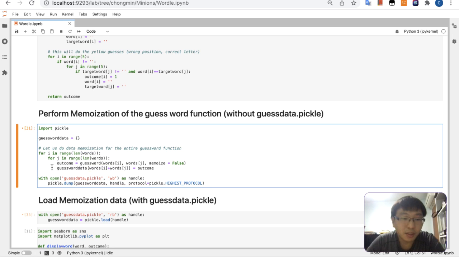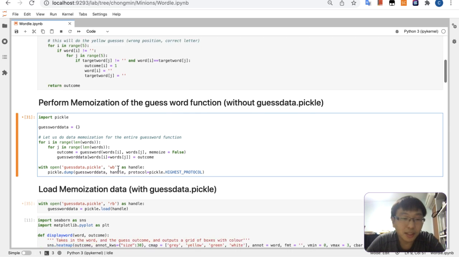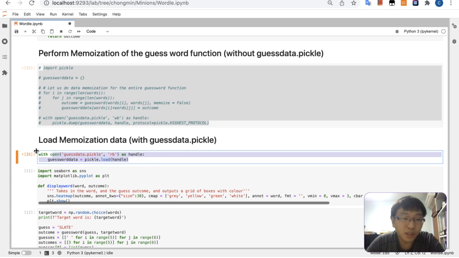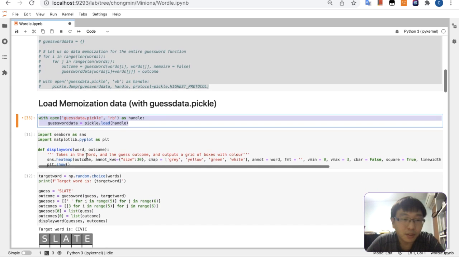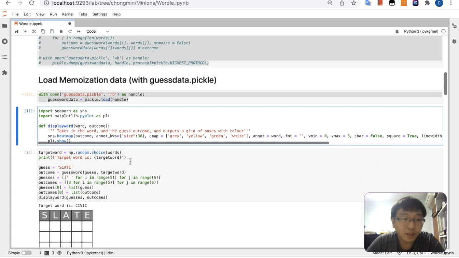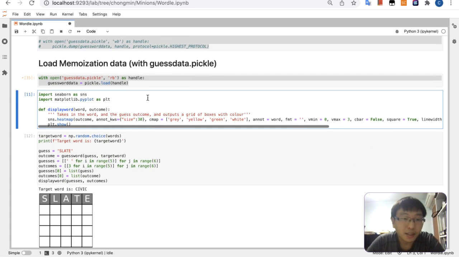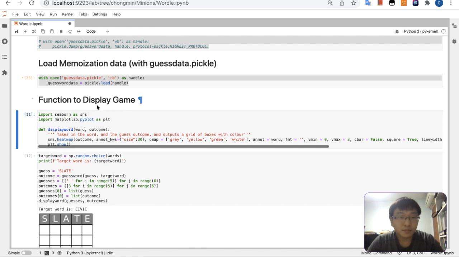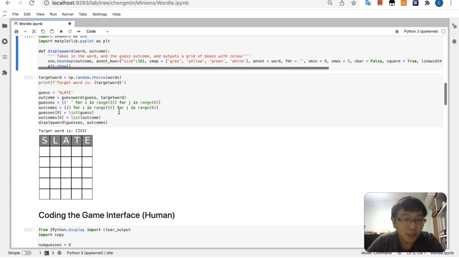So this basically makes life easier, I guess. After we get this whole thing, we will save this dictionary, and if you want to, you can also save this as a pickle file, and then you can load it here. Then after that, let me do another function to display the game. This is to display the game itself.